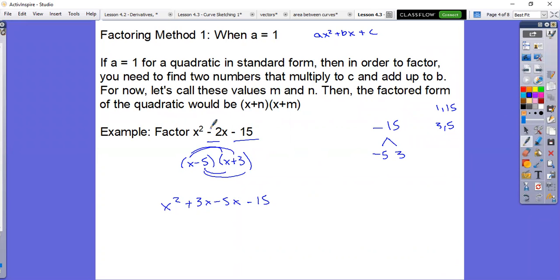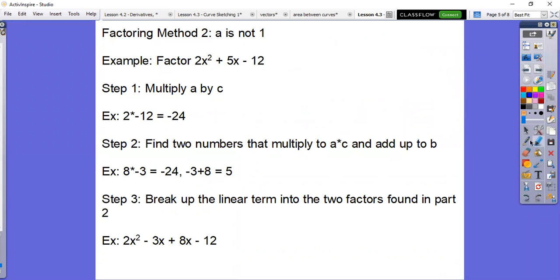And generally, this method of being able to just find those two numbers and writing those factors, you might also see referred to as the method of inspection, by just inspecting the quadratic and figuring out what numbers go in the factors. So method 2, when a is not 1, so if a is anything other than 1, then to factor it, this method of factoring is called factoring by grouping.